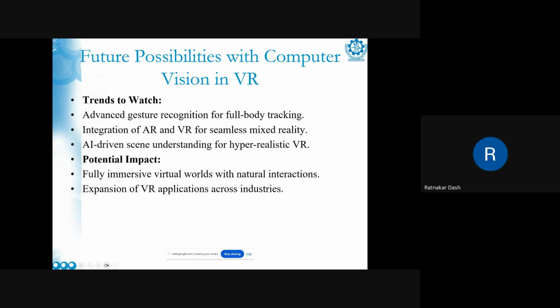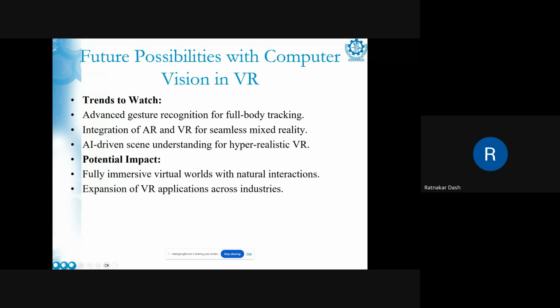AR is nothing but augmenting a real scene on a virtual environment. In VR, we have only the virtual environment. In AR, we augment a real scene in the virtual environment. So we can integrate AR and VR for mixed reality. When AR is combined with VR, we call that mixed reality. VR and computer vision also have a very good scope for mixed reality.